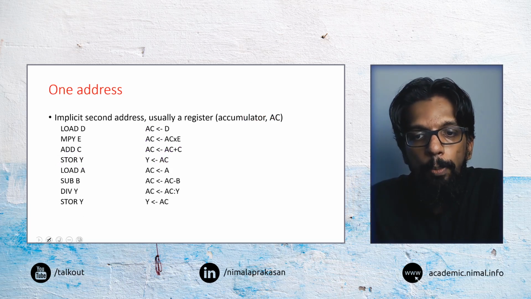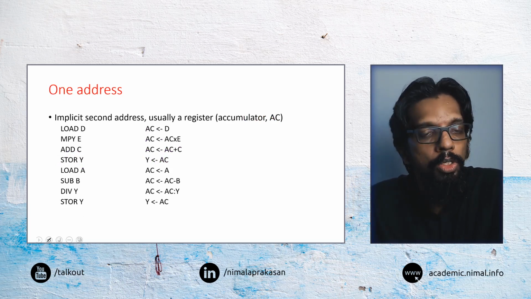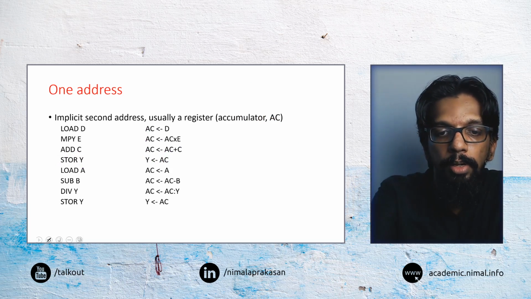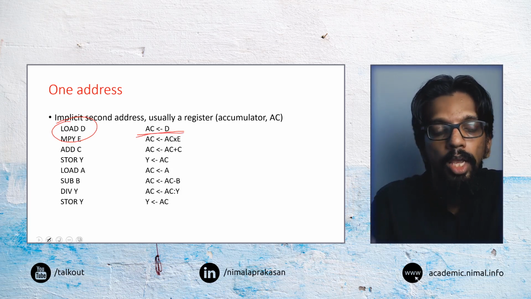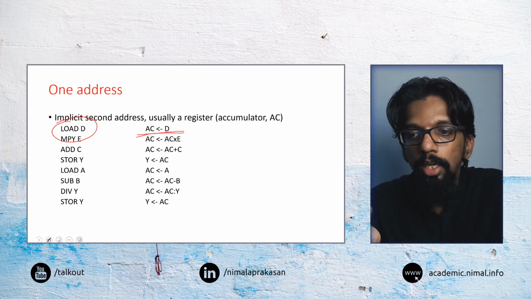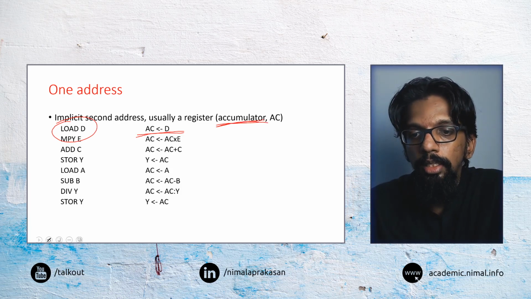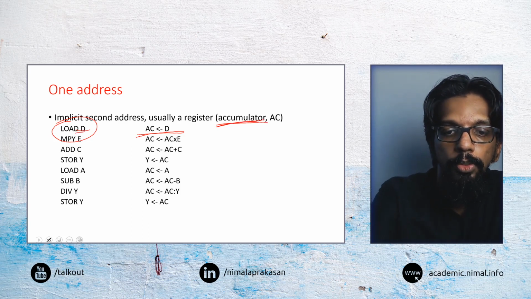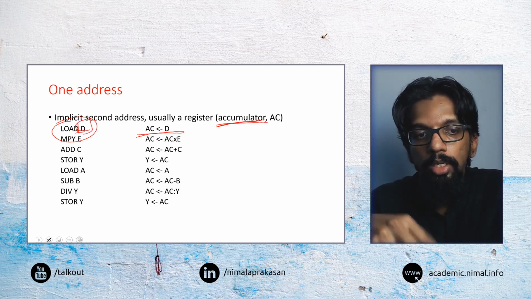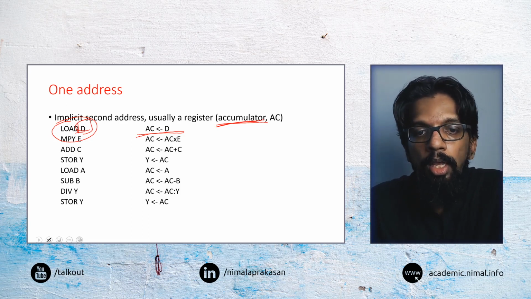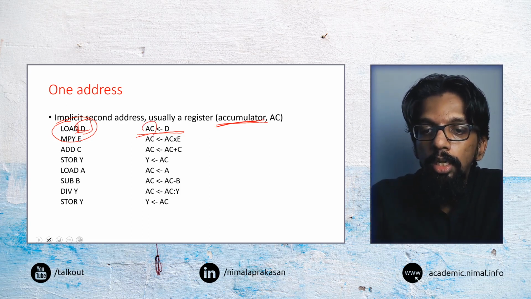In certain operations, we can also do with one address. Say, for example, if it is a load instruction, what we are doing is we are loading a value from the instruction to a particular point. So here we normally load it to the accumulator register. So what we would do is we would specify only one location or one memory address from where things need to be loaded, and that would be loaded into the accumulator.